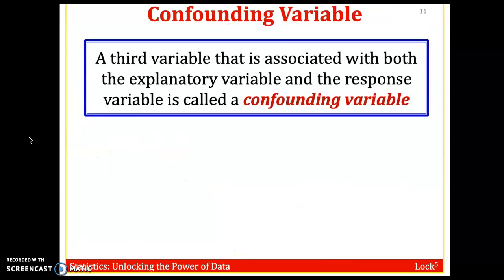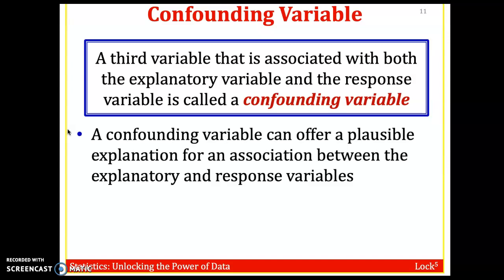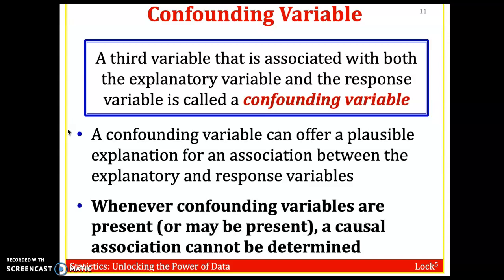So that leads me to talk about confounding variables. If you're looking at two variables, such as life expectancy and TVs per capita, there could be a third variable or more, third or fourth or fifth, but definitely a third variable that is associated with both the explanatory variable and the response variable, and we call that a confounding variable. It's the third variable that maybe we don't think about, that wouldn't be initially thought about when doing a study. And a confounding variable can offer a plausible explanation for an association between the explanatory and the response variables.